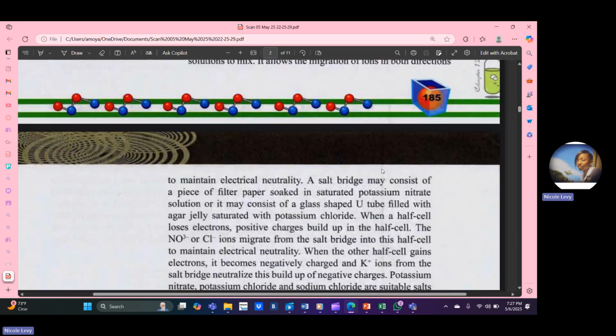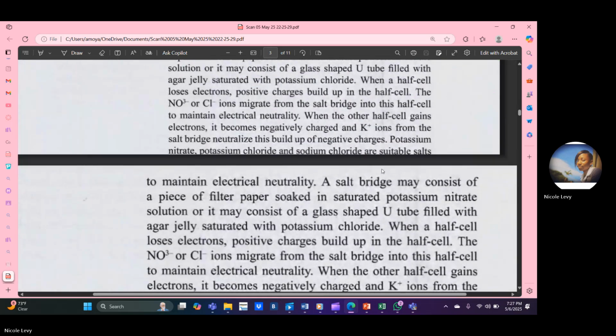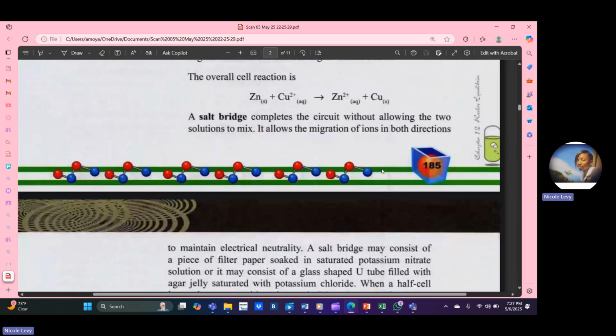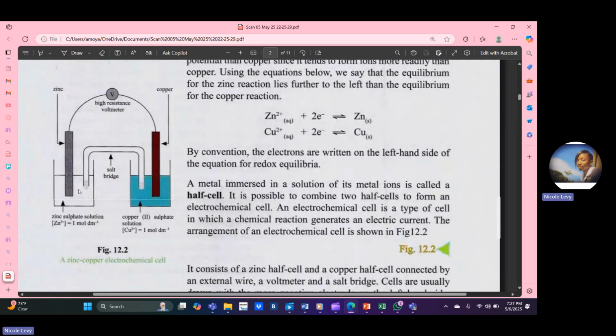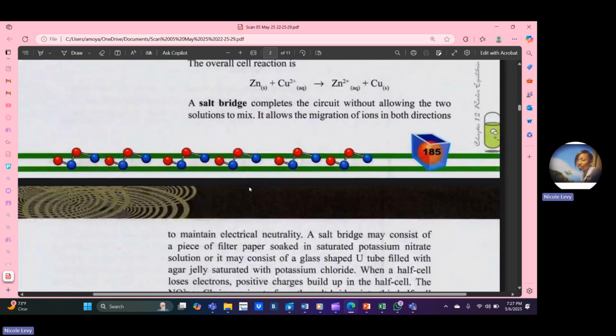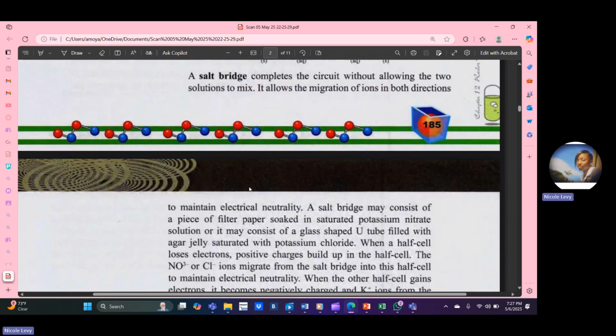A salt bridge completes the circuit without allowing the two solutions to mix. So this is what we call a salt bridge. It connects these two half cells without causing them to mix. Let's see what's the purpose of a salt bridge. It allows the migration of ions in both directions to maintain electrical neutrality. So the salt bridge is used to maintain electrical neutrality.